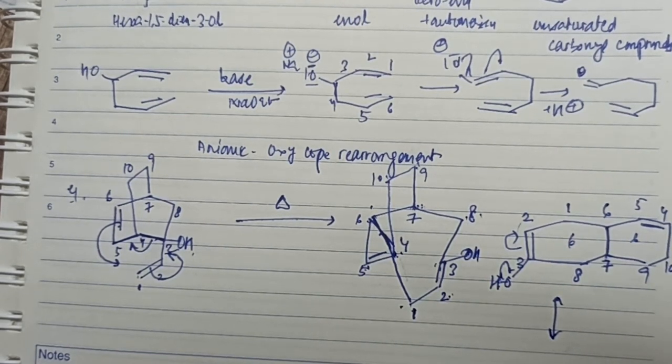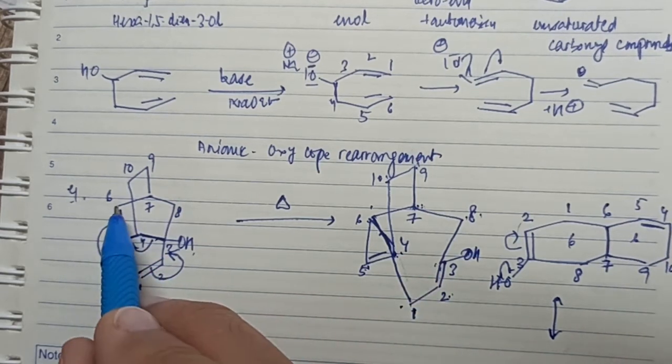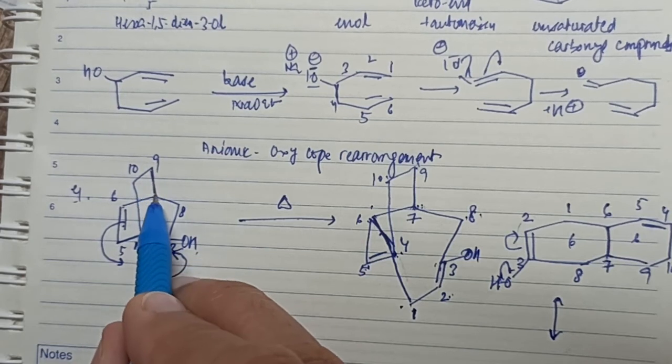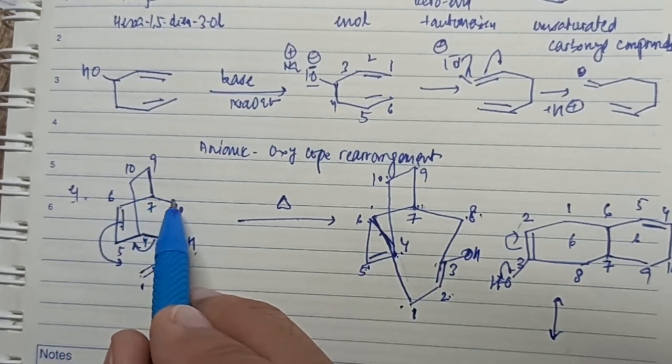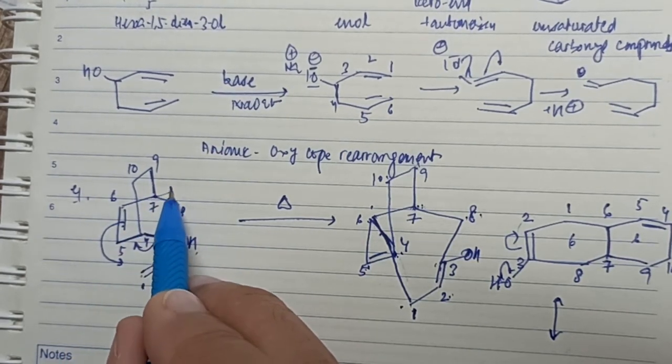Now regarding the stereochemical aspects, you see that carbon atoms 6 and 7 were here. If this group is above the plane, then probably the hydrogen here should have been here, somewhere here. This hydrogen is here.